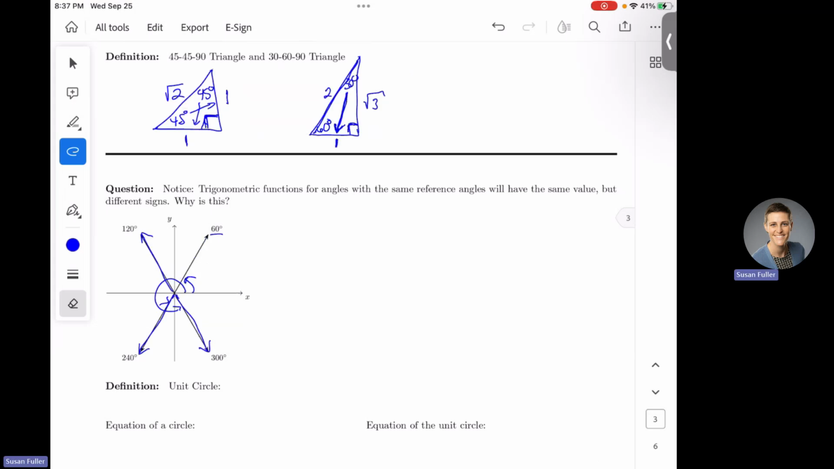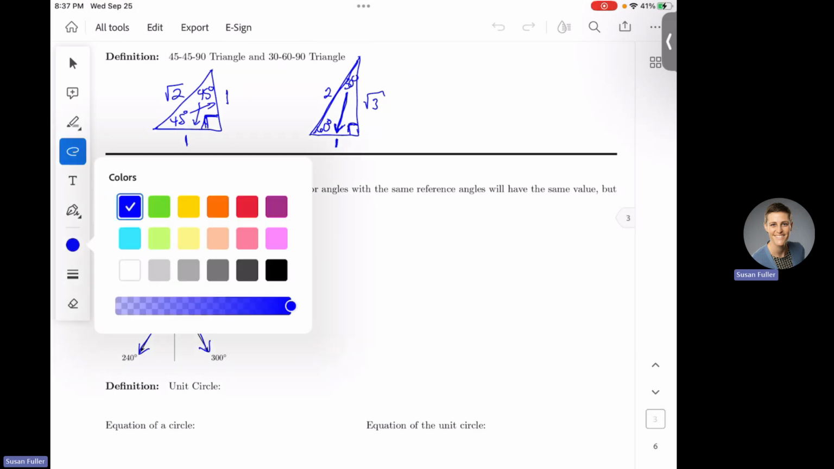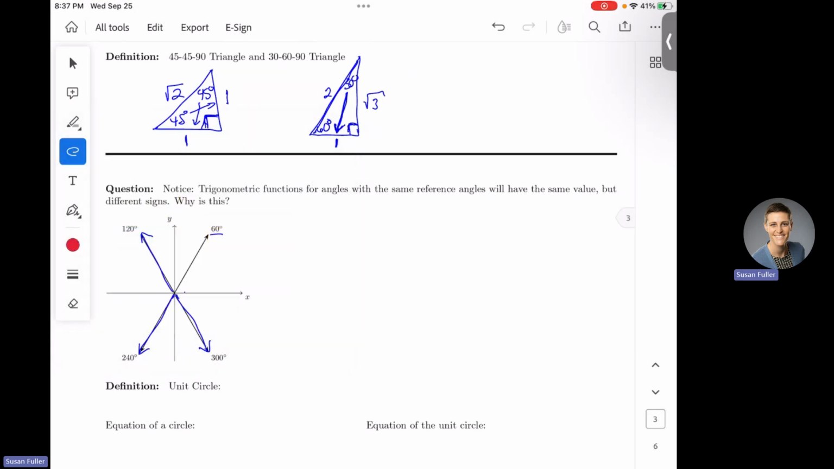So all of these angles have the same reference angle. So to see that, I'm going to mark the reference angles for each of these. This is my reference angle here. This is my reference angle here. This is my reference angle in this quadrant, and here is my reference angle for 300 degrees.